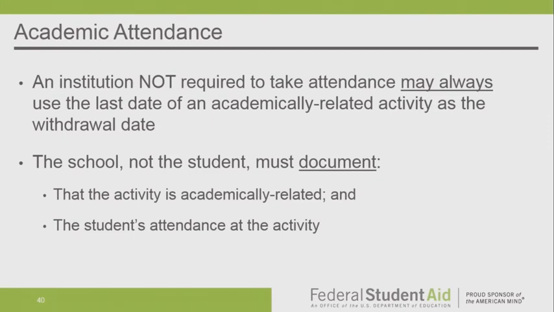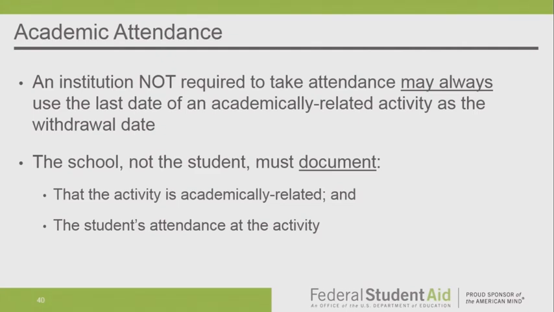As you're looking at academic attendance and you're not required to take attendance, it's sometimes a little bit difficult to know exactly what date was the student's last date of attendance. If you're not required to take attendance, you can always use the last date of academic-related activity as the withdrawal date. It would have to be documented, obviously. You'd know that the student was there. You can always use that last date that the student attended. If they are unofficially withdrawn, it does not have to be the midpoint if you've got a later date.